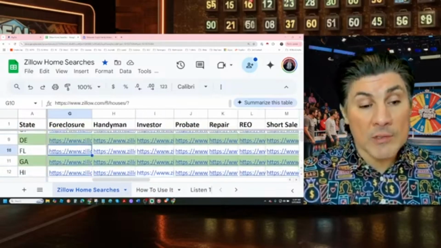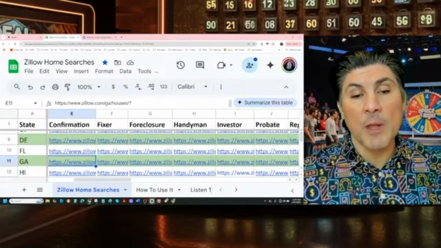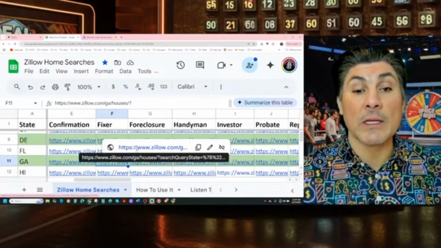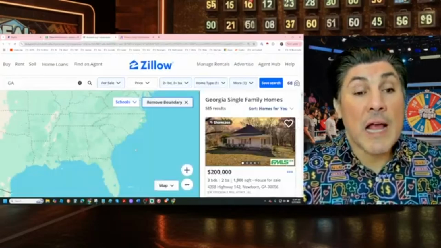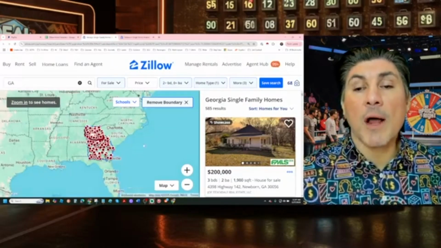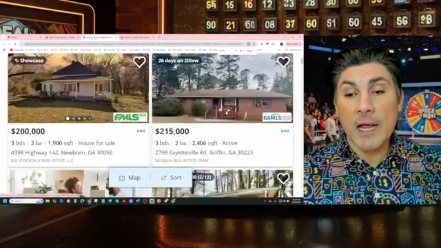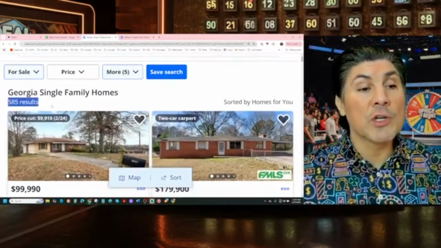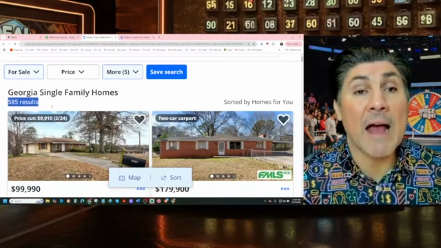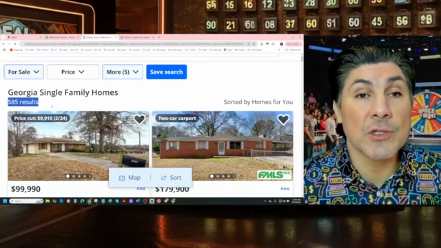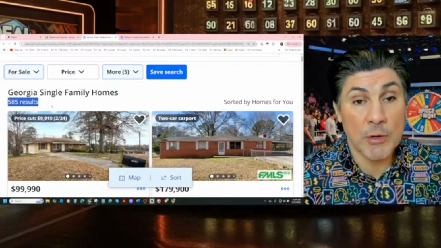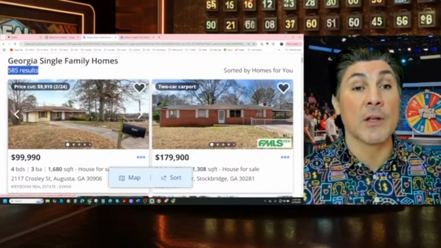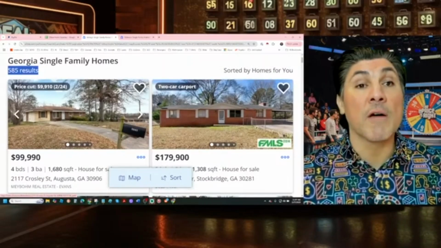So what we're going to do right now is I'm going to actually go through. Let's look at Georgia real quick. I'm going to look for the word fixer, and we're going to do some live deal hunting as we speak, okay? This is live. So right now, there are approximately 585 results for Georgia single-family homes that have the word fixer in the public remarks, in the description, all right? Now, what you can do is you can come in here and you can start to deal hunt, and you can start to look for properties that you should make offers on.